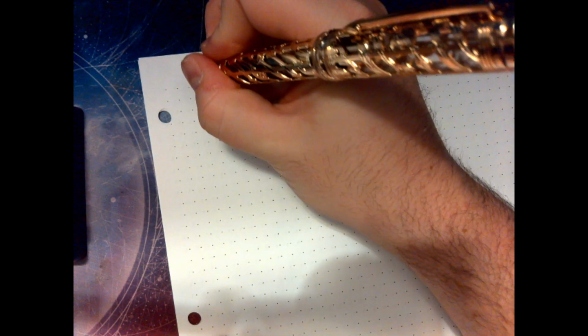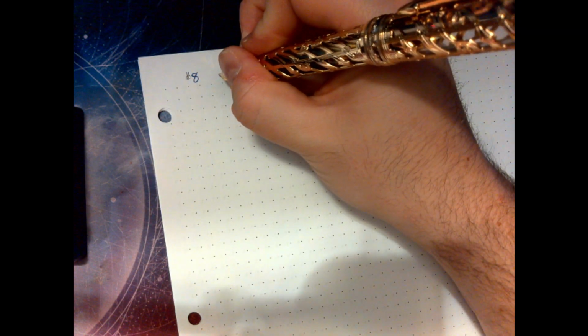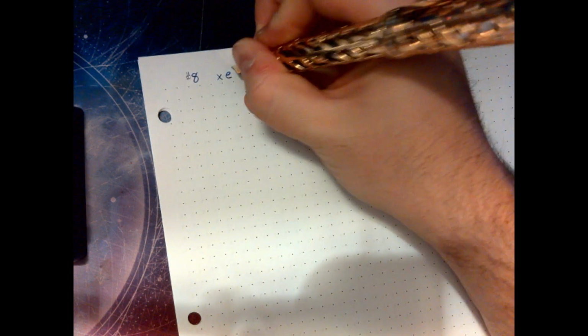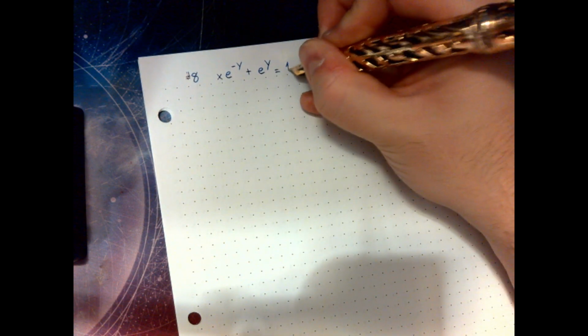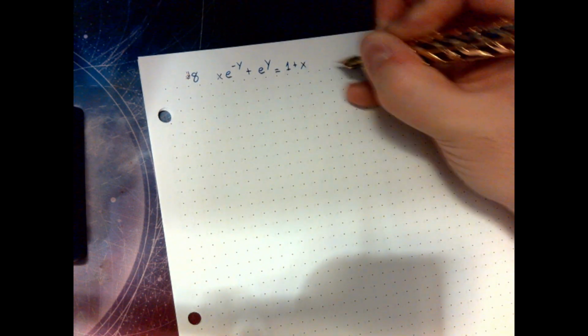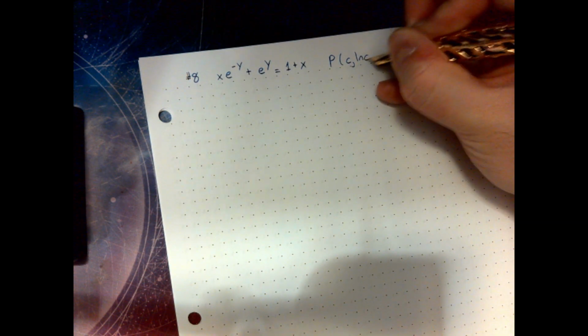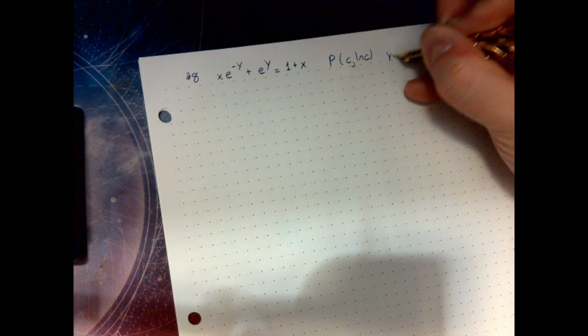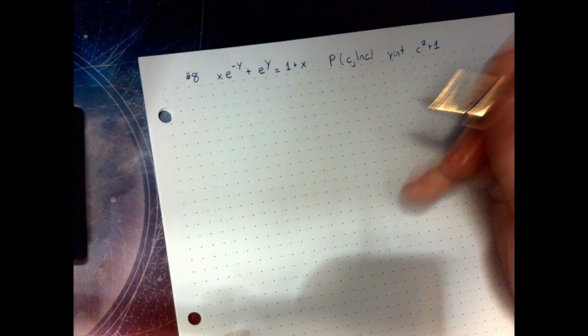Alright everyone, so let's get into the third IB question. This one's labeled number 8, and it says, the normal to the curve x times e to the minus y plus e to the y is equal to 1 plus x at the point P, (c, ln c), has a y-intercept of c squared plus 1. Find the value of c.